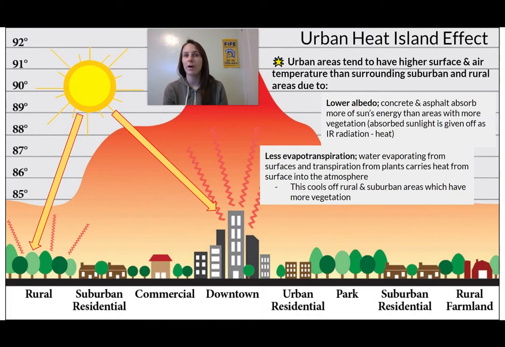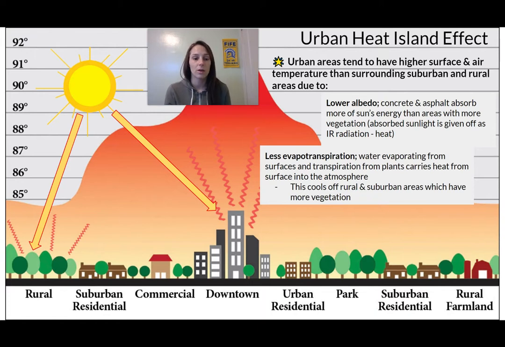evapotranspiration, which, if you remember all the way from Unit 1 when we talked about that, evapotranspiration is where we have water evaporating from the surfaces, and then also transpiration that occurs where plants are going to be transpiring from their leaves. So all of this evaporation from the surface and from the plant's leaves is going to carry heat away from the surface into the atmosphere. However, in urban areas, we are going to have less of that evapotranspiration.